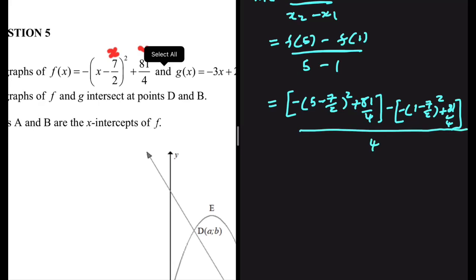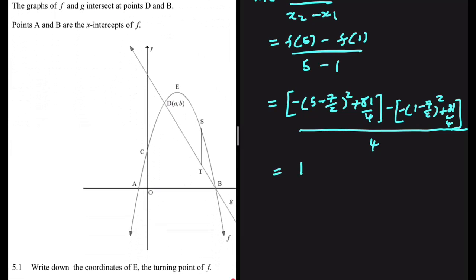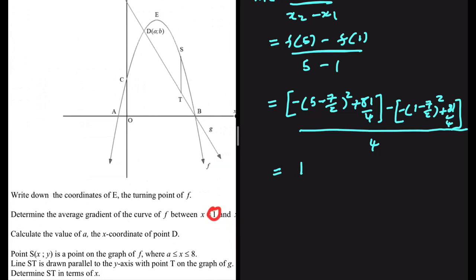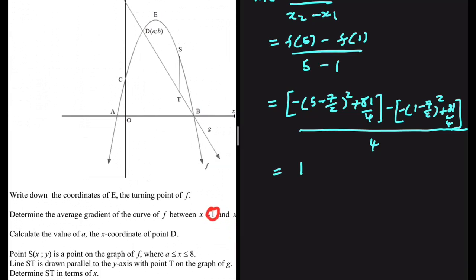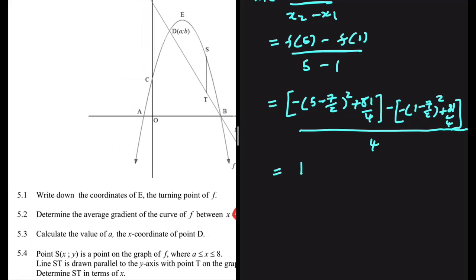5 minus 1 is 4. And if you put that in your calculator, you're going to get 1. So between x is equal to 1 and x is equal to 5, the average gradient is 1. That is how we can solve that problem.